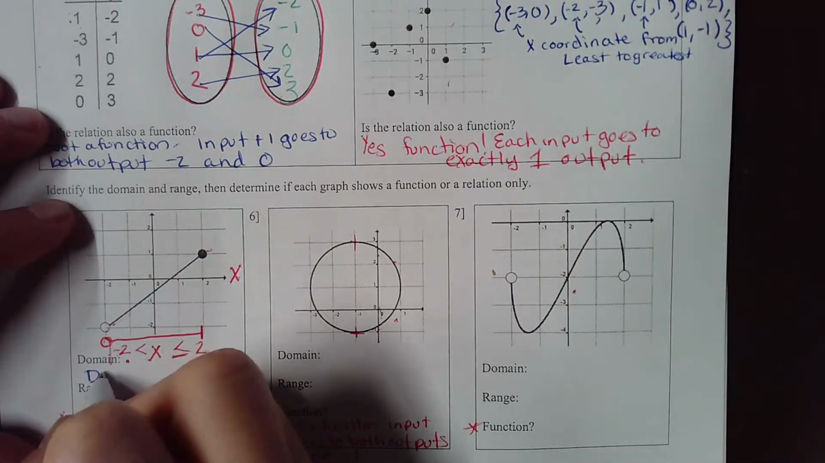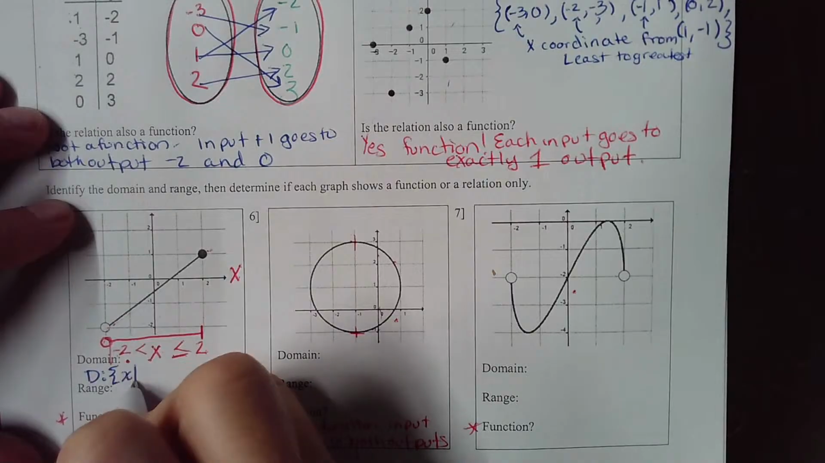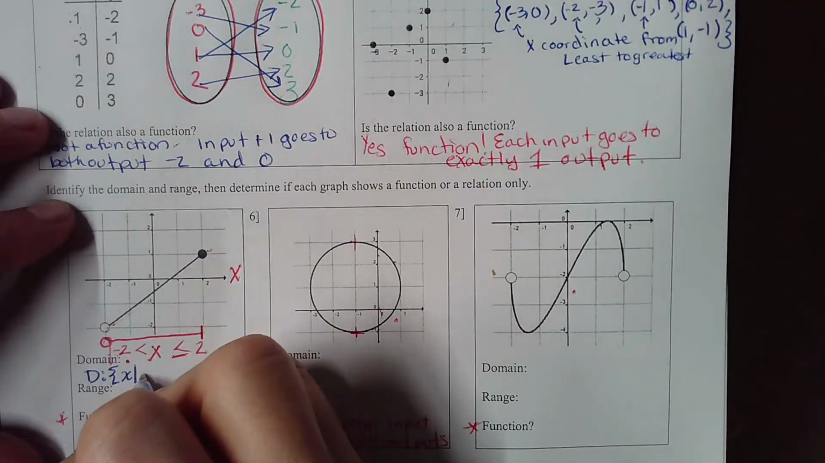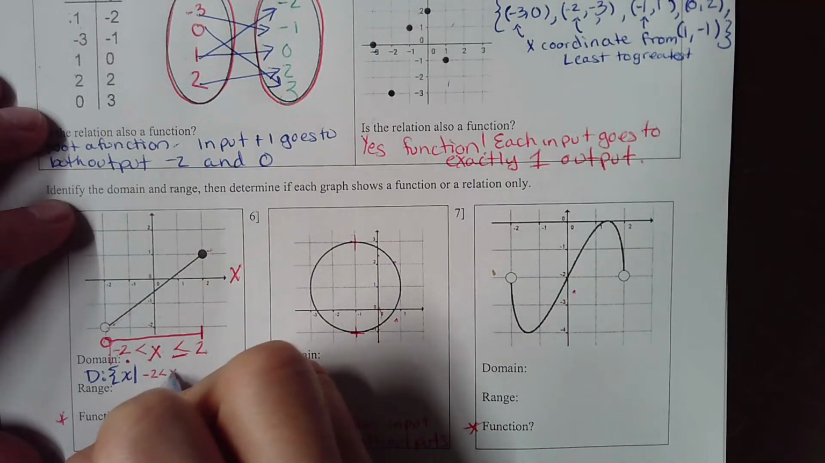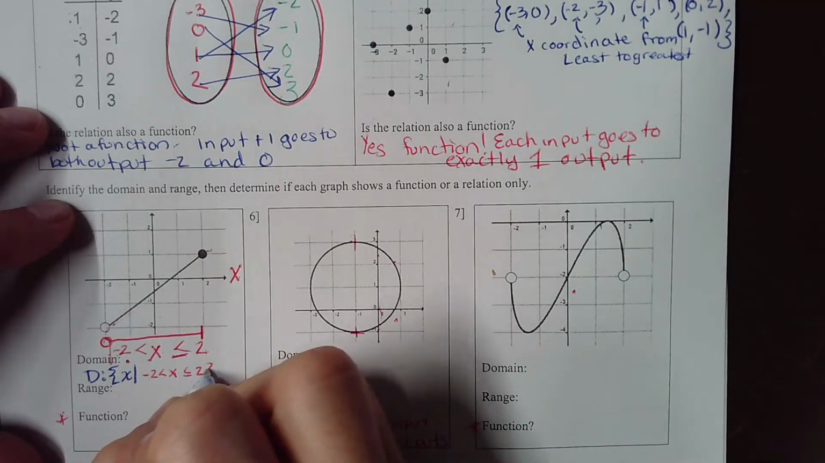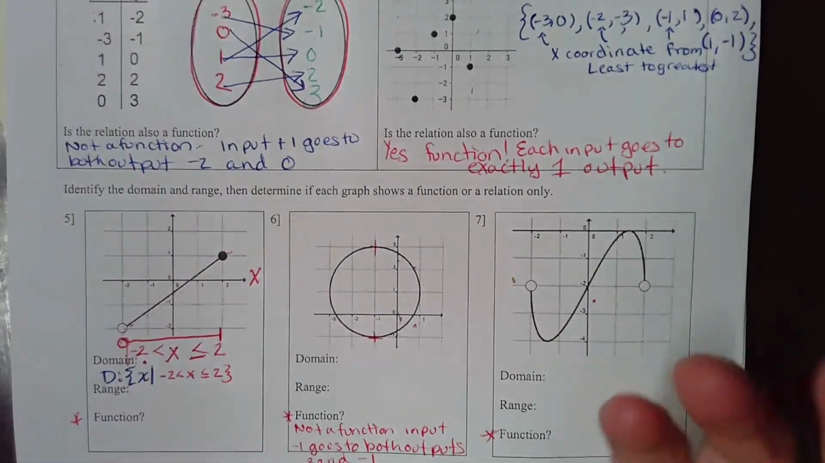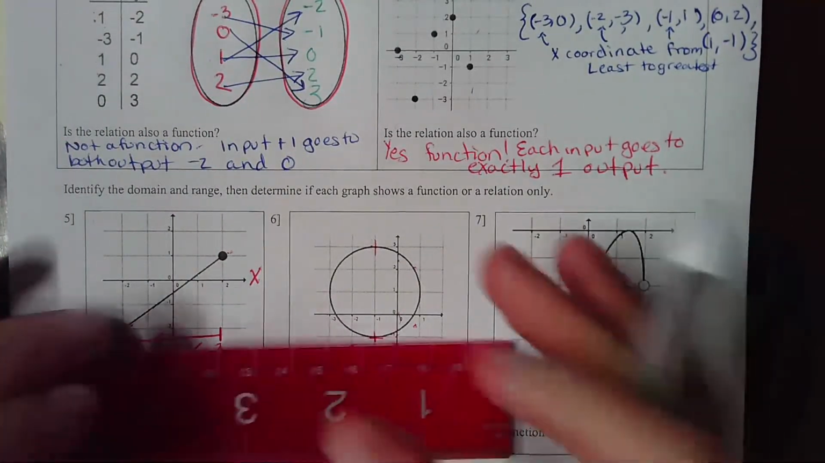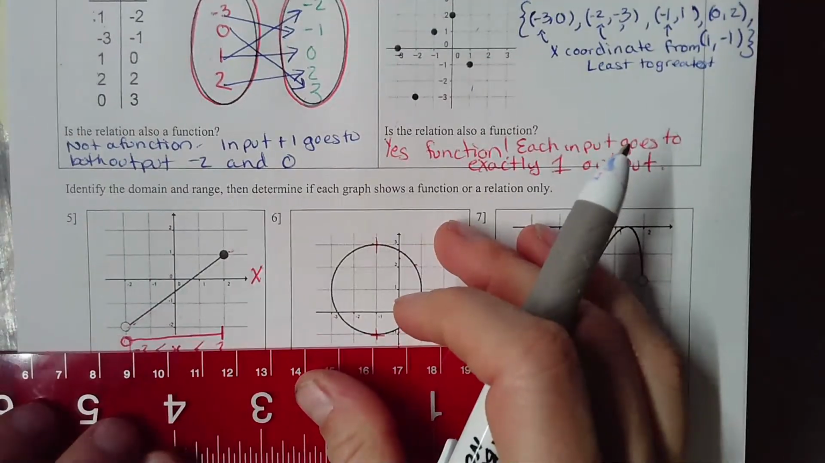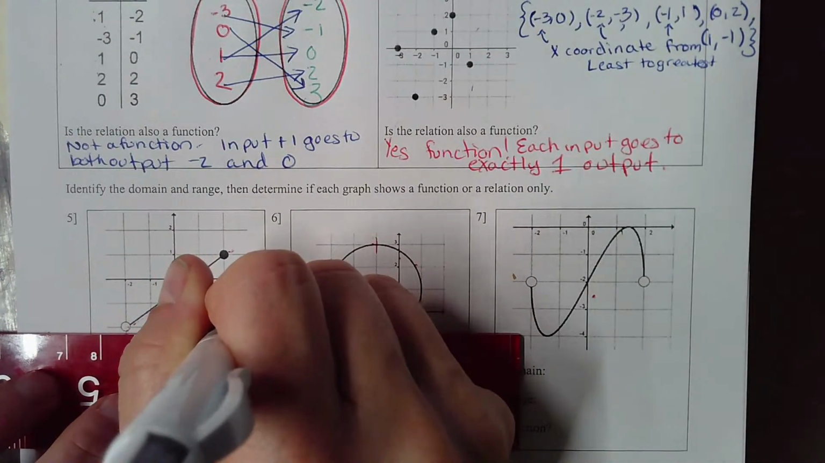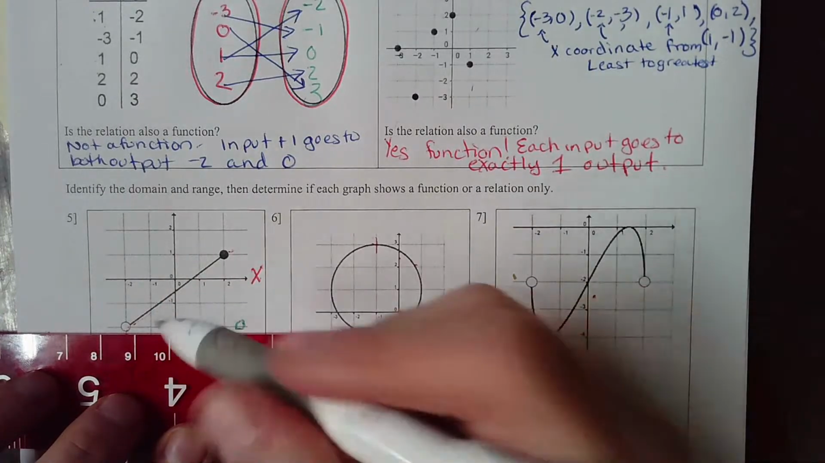So we're going to write D for domain, colon, set X such that, what's our rule? Exactly what we just wrote. -2 is less than X is less than or equal to 2. The range is going to look the same, but going from bottom to top. So I'm going to start down here. I'm going to say, where's the first place I see my graph? Right here, open circle at -2.